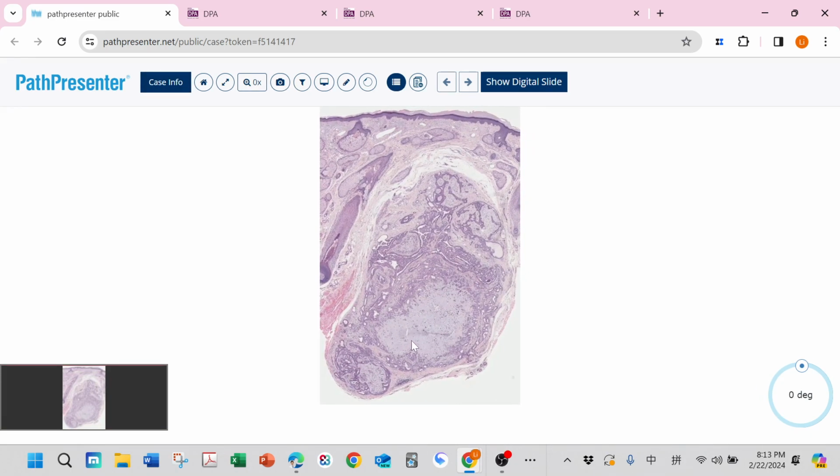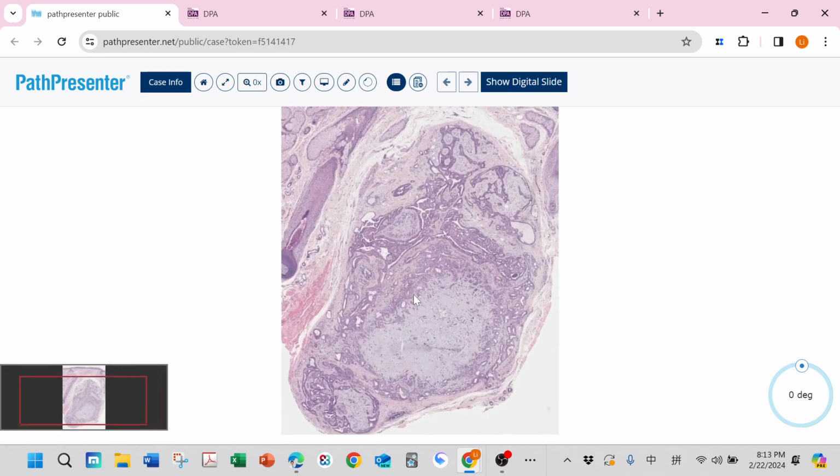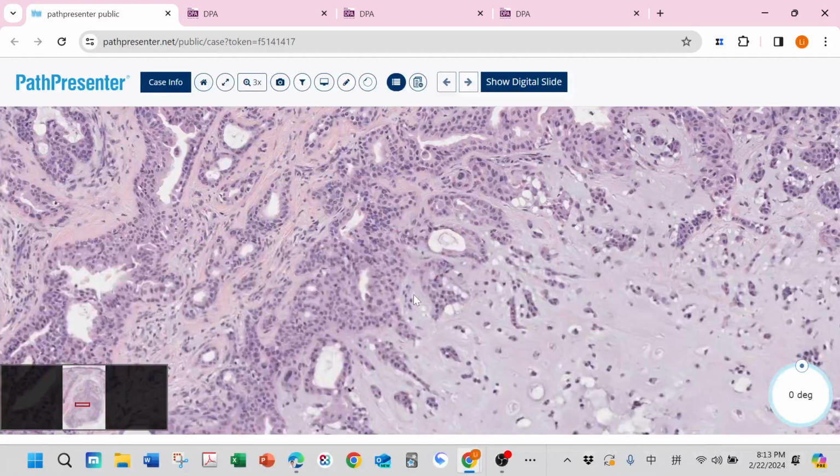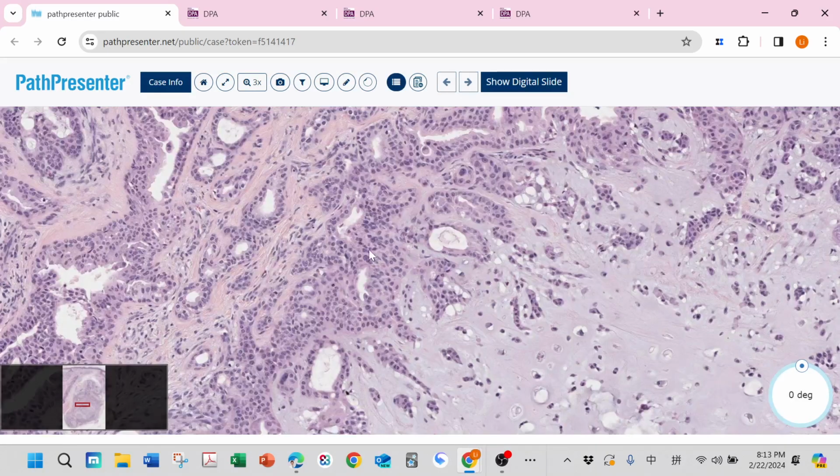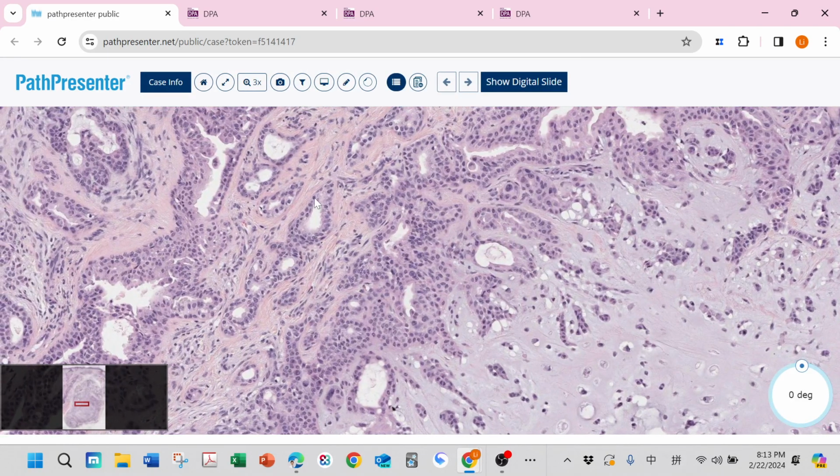Except for this hyalinized myxoid mucin stroma, we can see all of these ducts. When we zoom in, this one is identical to a sweat duct, because we have this cuboidal epithelial cell inside and then myoepithelial cell outside, two cell layers. All of this is just like a sweat duct.